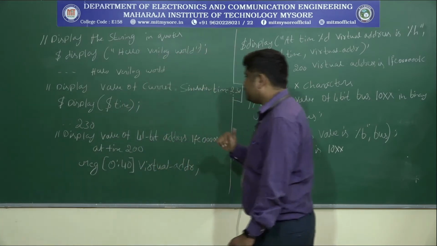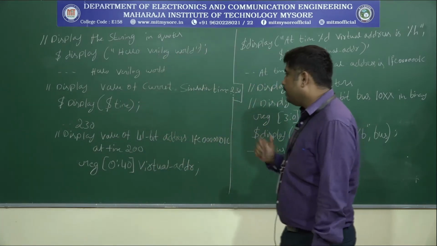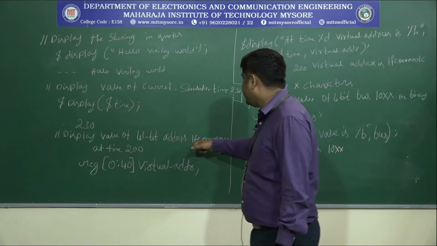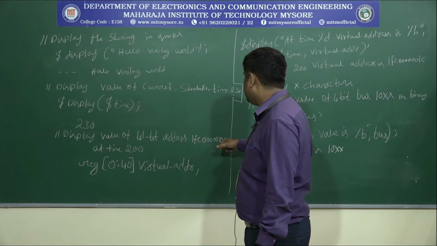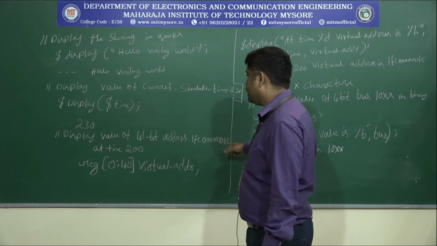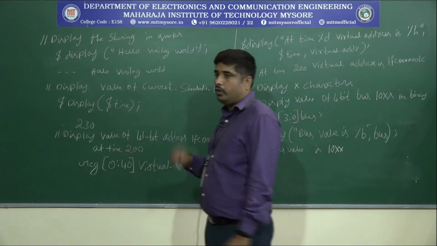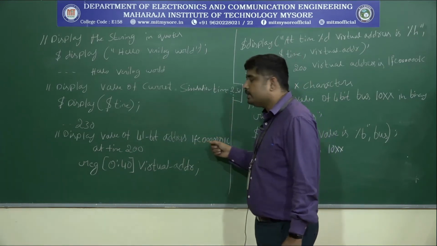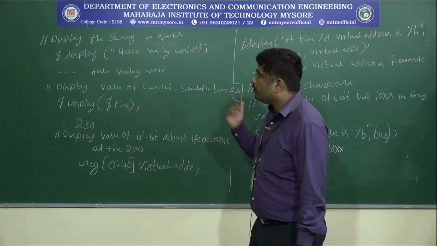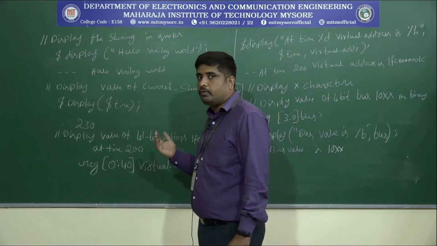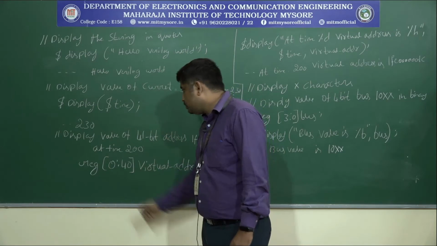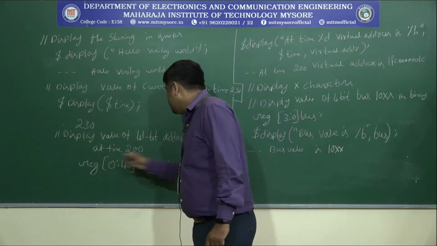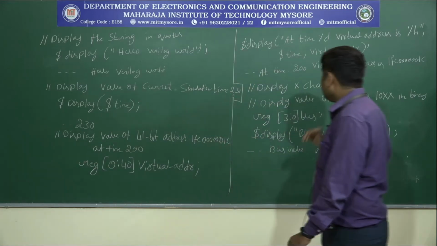Next, a different one we have to consider here: display value of 41-bit address. This is the example 1FC00001C at time 200. When the time is 200, it displays this information. So before you display the information, we have to store it in a register. So register [0:40] virtual_address. So the name of the register is virtual_address here.